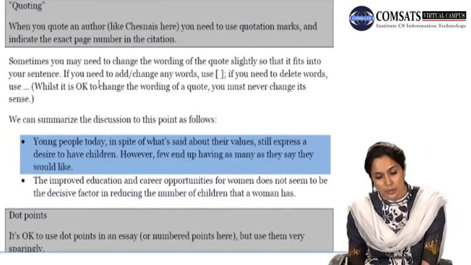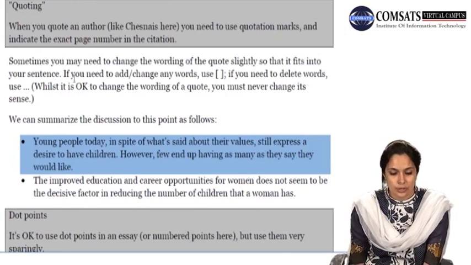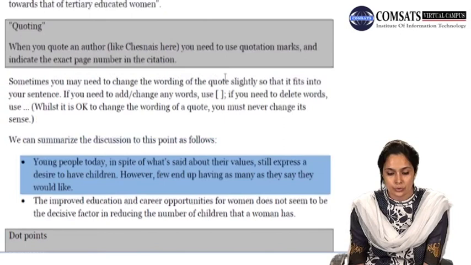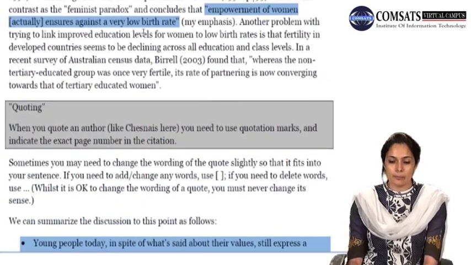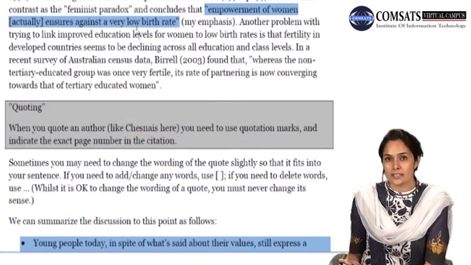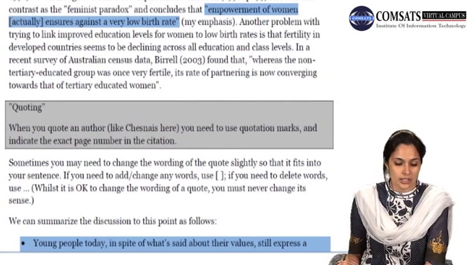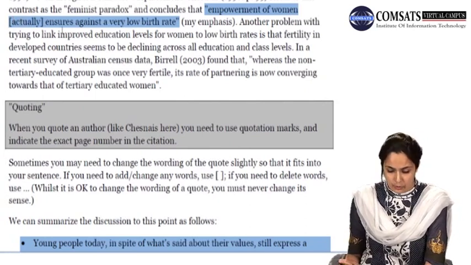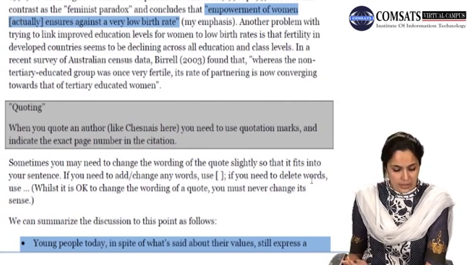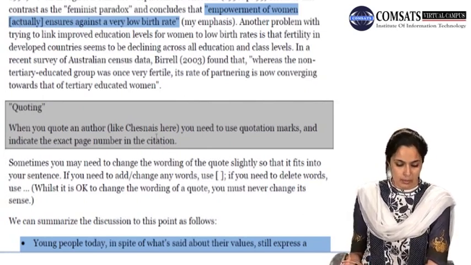Sometimes you may need to change the wording of the quote slightly so that it fits into your sentence. If you need to change any words, use square brackets. Ab yahan pe aapko empowerment of women ensures against a very low birth rate, that's the exact quotation. Aapne usme actually add karna hai, to uske liye aap square brackets jo hai wo use karenge. If you need to delete words, use omission, that is three dots. Ye humne punctuation mein padha hua hai.